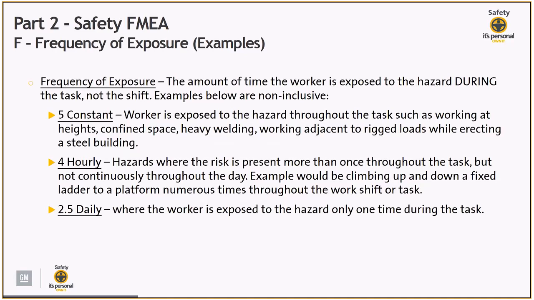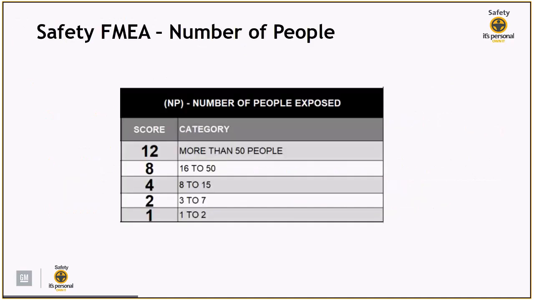So some examples would be number 5. The workers exposed to the hazard throughout the task, such as working at heights, confined space, heavy welding. Maybe some hazards would be when they are working adjacent to a rigged load or while erecting a steel building. So we're saying 4 can be used for hazards where the risk is present more than once throughout the task, but not continuously. And then once again, 2.5, the workers only exposed one time. So then the last calculation we will look at is NP, which is number of people. So these are the number of people exposed to the hazard.